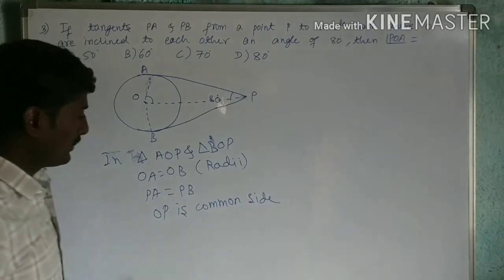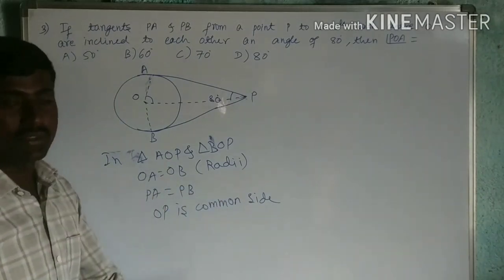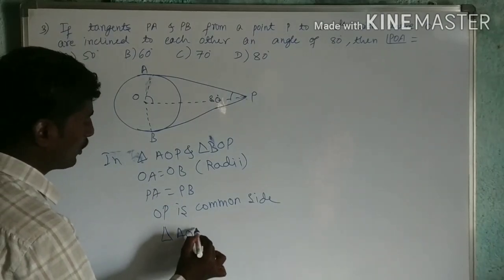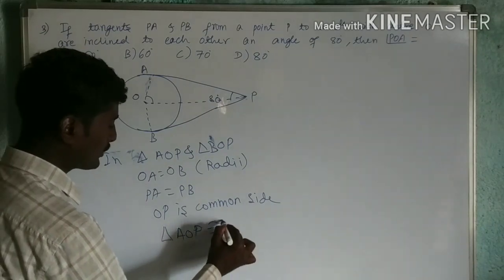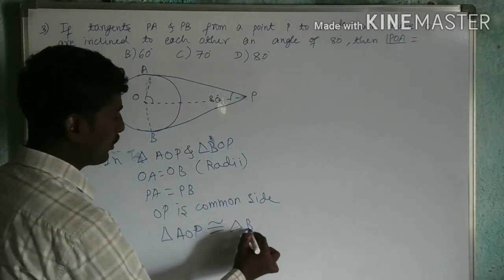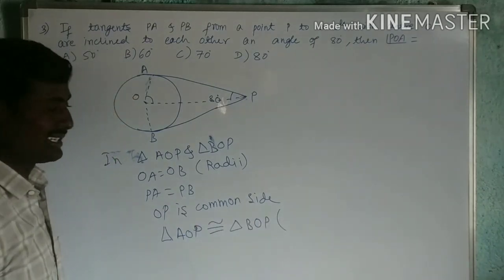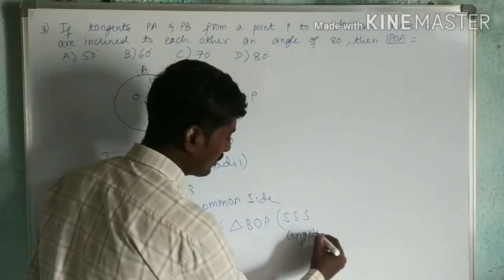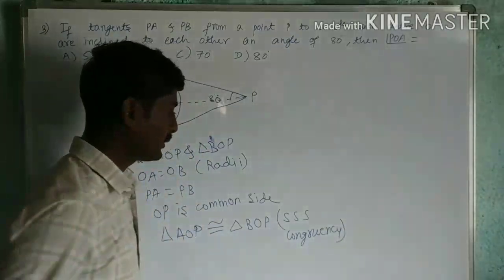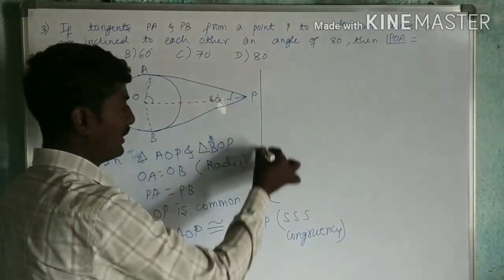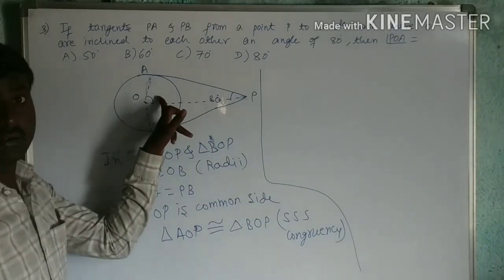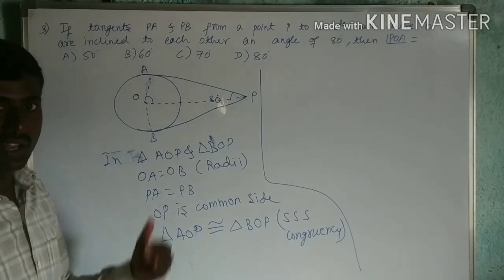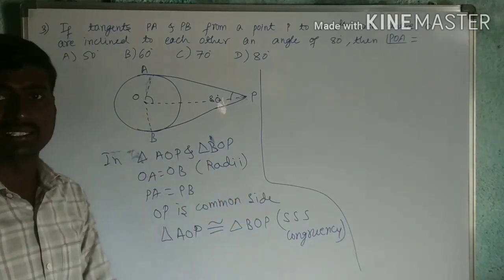Now by SSS congruency we can say that these two triangles are congruent. That is triangle AOP is congruent to triangle BOP. These two triangles are congruent with each other because of SSS congruency. Now we are going to find this angle. Since these two triangles are congruent, then by CPCT rule, I can say that corresponding sides or corresponding angles are equal.